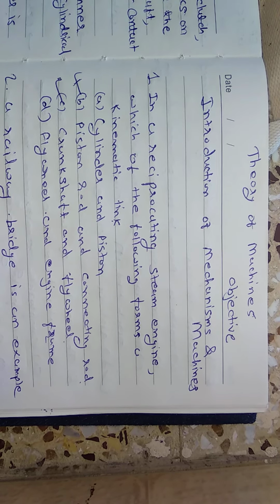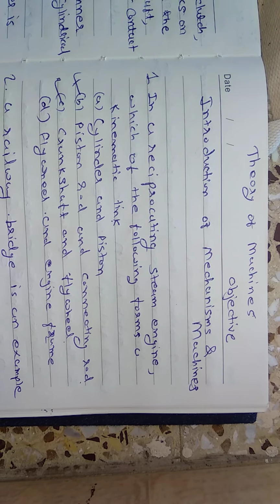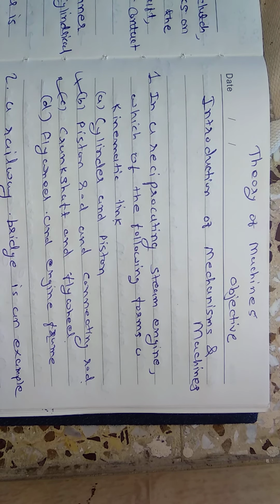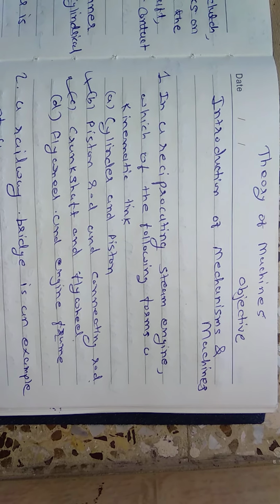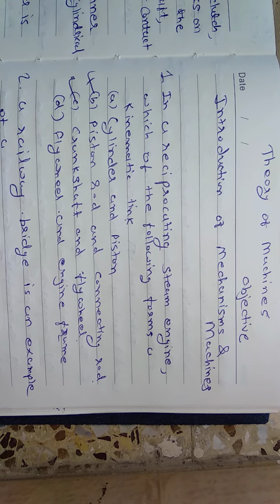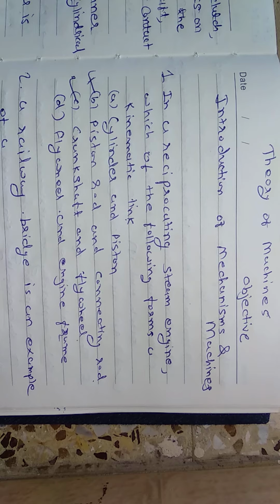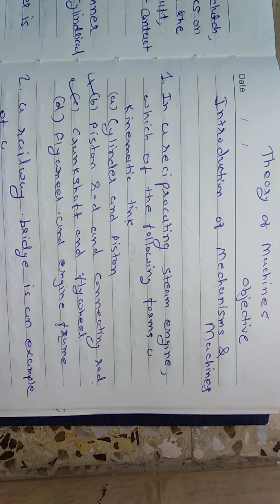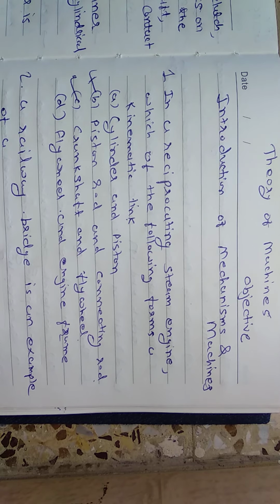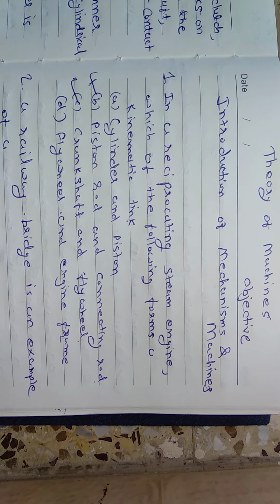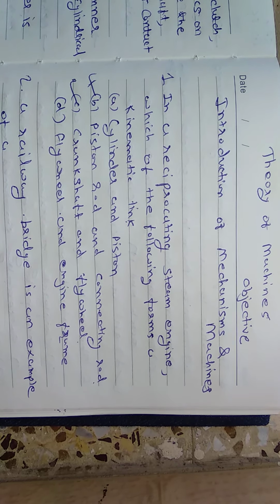So, theory of machines, objective questions. Okay, we started the objective questions related to the chapter on introduction of mechanism and machine. So the first question is: in a reciprocating steam engine, which of the following forms a kinematic link? For a kinematic link there should be relative motion between the two links. So crankshaft and flywheel is your right answer, where the relative motion takes place.